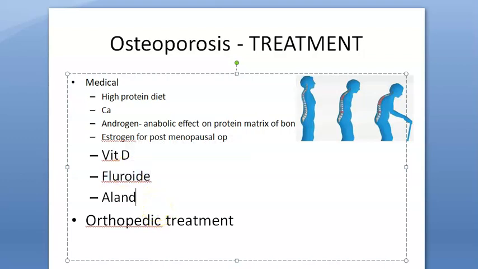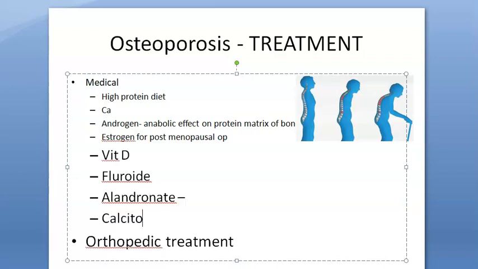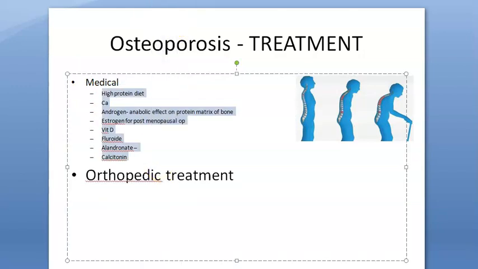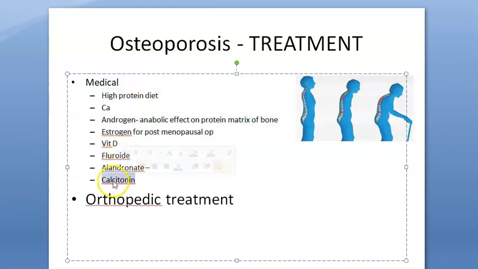Alendronate. What will alendronate do? Bisphosphonate, right? So basically calcium helps in osteoporosis. Then calcitonin. What will calcitonin do? It is the opposite of parathyroid hormone, so it will not allow bone resorption. So calcitonin you will give. Give calcium, vitamin D, calcitonin, this much anybody will say. Bisphosphonate is the standard treatment for osteoporosis, isn't it?